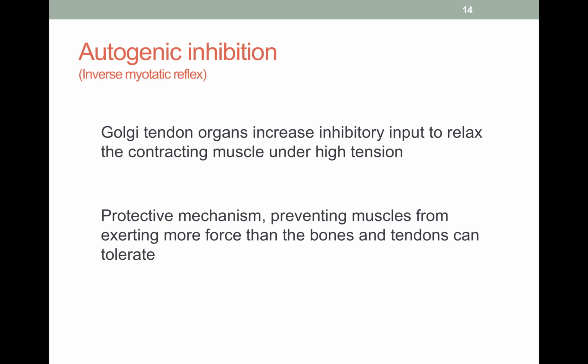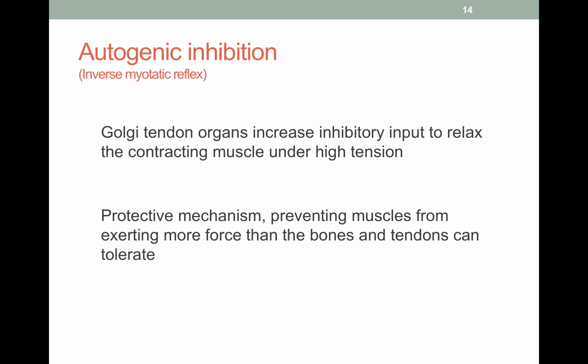So aside from reciprocal inhibition, where the antagonist muscle group relaxes and the agonist muscle group contracts, there's another really important concept using these same structures we've been discussing called autogenic inhibition. This is sometimes called the inverse myotatic reflex, and it is more focused on the Golgi tendon organ. Reciprocal inhibition was really focusing on the muscle spindles. Autogenic inhibition really focuses on the Golgi tendon organs.